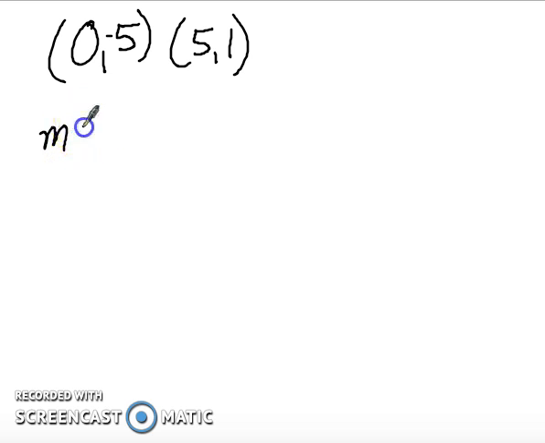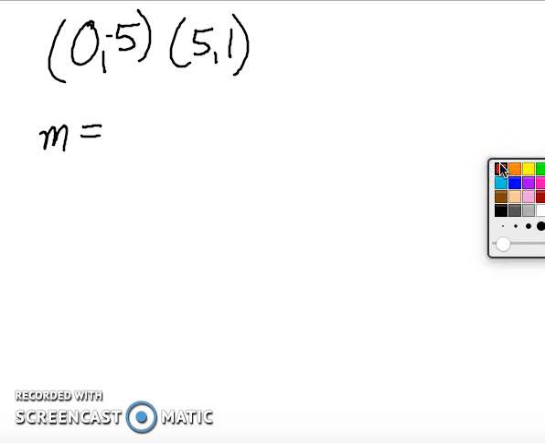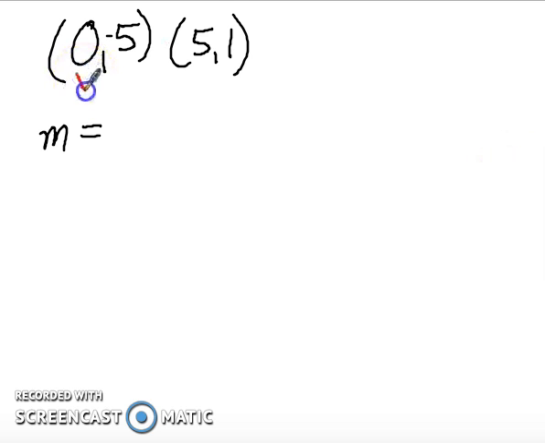Okay, so m is our slope. When we look at the slope, if we're going to use the point-slope, or if we're going to use the slope formula, notice when we look up here at these different coordinates, this is an x, this is a y. This is an x, this is a y.